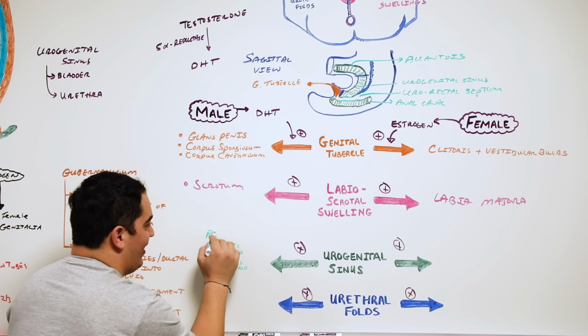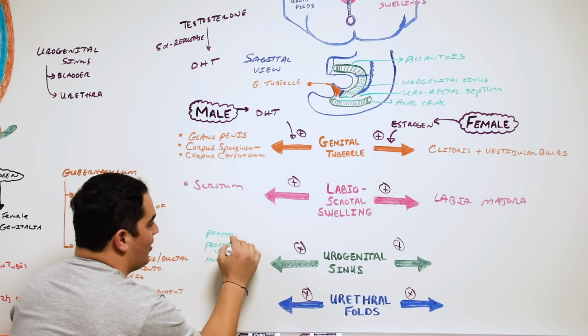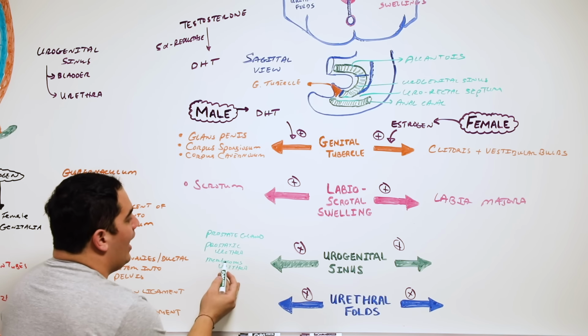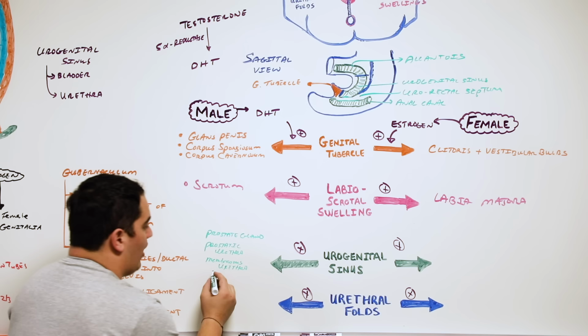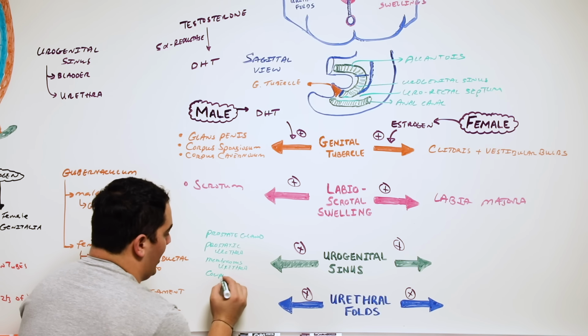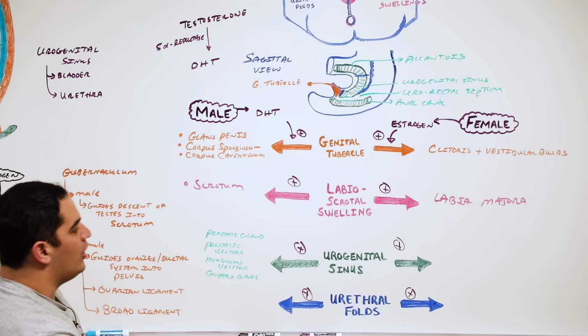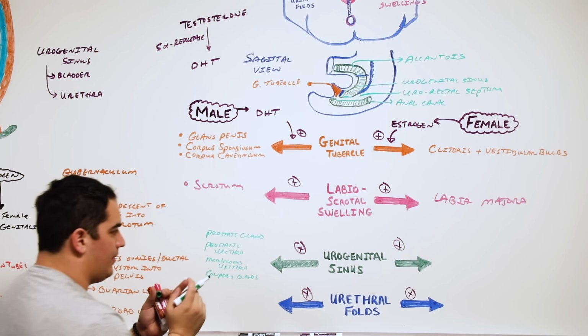There's a gland that is going to be around the prostatic urethra. What do you think that's called? It's called the prostate gland. So it's also going to give rise to the prostate gland in the presence of DHT. And in the membranous urethra, it's going to give rise to what's called the Cowper's glands. They're also called the bulbourethral glands. So that's going to be for the urogenital sinus in males.